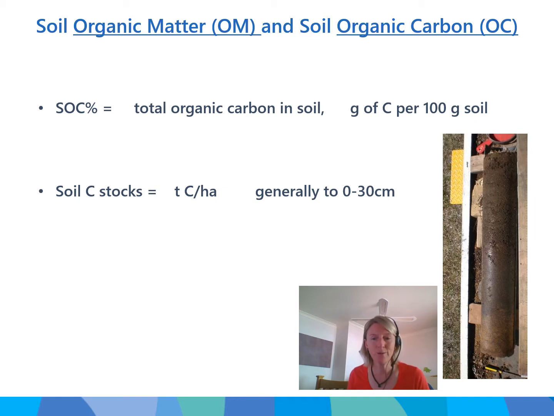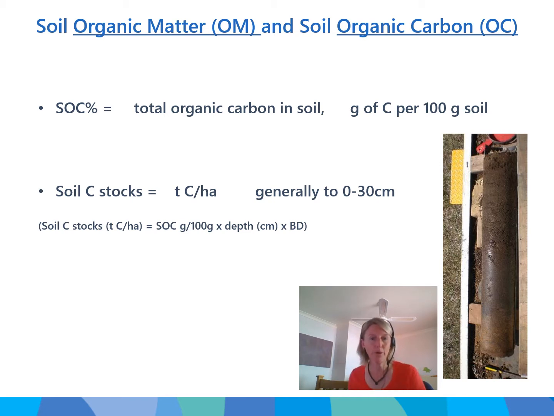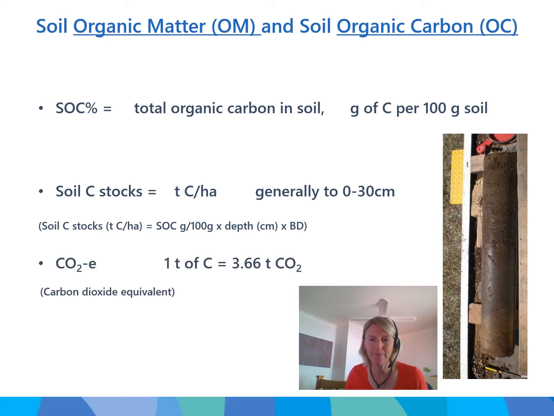We also talk about soil organic carbon stocks. Now these are measured typically in tonnes of carbon per hectare and are reported to 30 centimetres because that's the international protocols. How we calculate soil organic carbon stocks is we use the carbon concentration, so the soil organic carbon percentage or the grams of carbon per 100 grams of soil. We use the depth of soil over which that sample was collected, and we use the bulk density of soil. Now bulk density is the mass of soil for a given volume. So we've got a concentration, a depth, and a mass of soil for a given volume, and that can give us the tonnes of carbon per hectare.